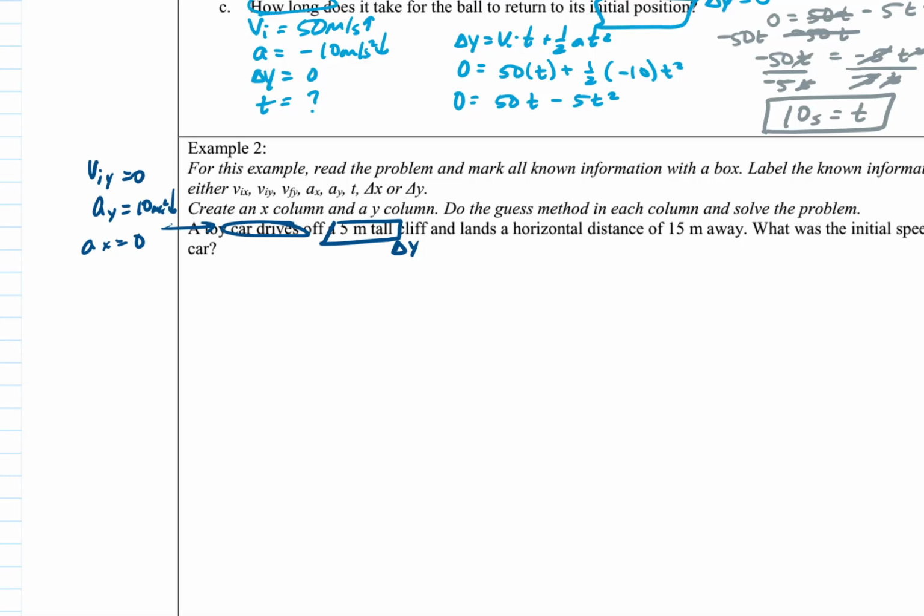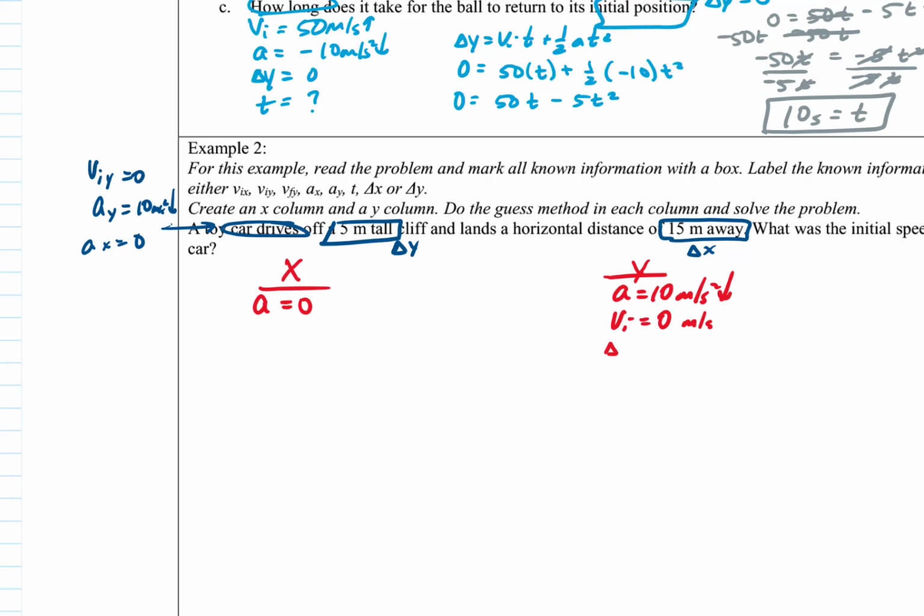It's a horizontal projectile. Acceleration in the x is 0. Acceleration in the y is 10 down. Initial velocity in the y is 0. And it lands a horizontal distance of 15 meters away. That's our delta x. So we're going to have an x column and a y column. In the x direction, I know the acceleration is 0. In the y direction, I know the acceleration is 10 meters per second squared down. Always.